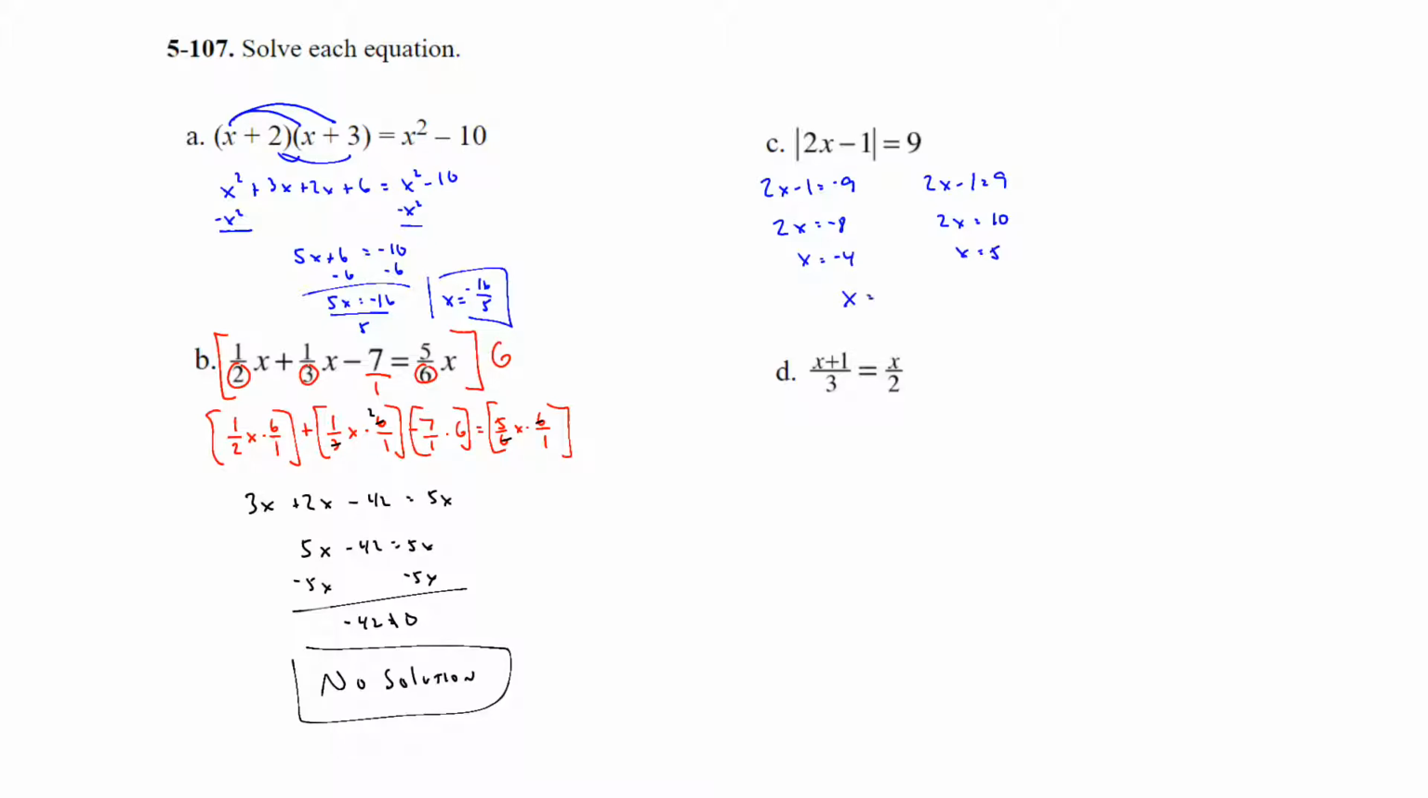So x is equal to -4, comma 5. If you're going to write it this way, though, you got to use the curly brackets to indicate that it is a set.